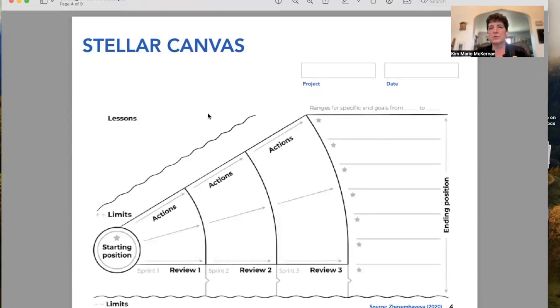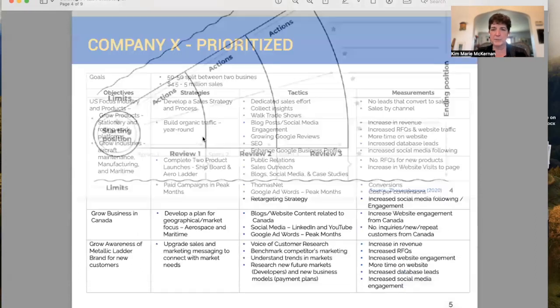We also use a tool called the Stellar Canvas for the actual implementation plan. And this is based on some agile techniques where we have a starting position. So for one of the strategies, we have a starting position and the ending position that we know we want to achieve. We map the actions in, also as sprints with reviews built in. So this approach is fairly straightforward and would be easy for the various teams to implement.